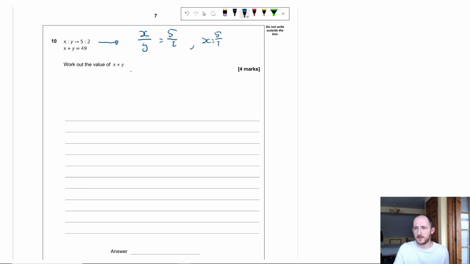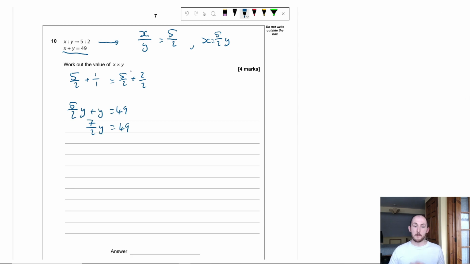So x is equal to 5 over 2y. I don't know why I didn't put the equal sign. So if I sub that into this equation now, I have 5 over 2y plus y equals 49. So 5 over 2 plus 1 would be 7 over 2, right? So 5 over 2 plus 1 over 1 times top and bottom by 2, we get 5 over 2 plus 2 over 2. So we get 7 over 2. That's where I got that from. 7 over 2y equals 49.